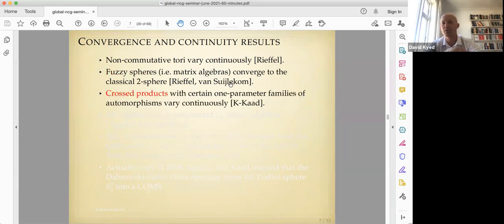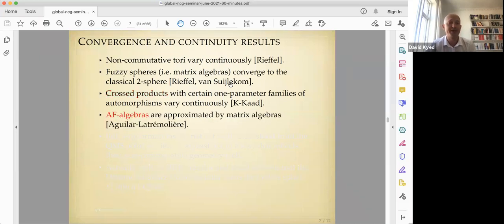You can also deal with certain cross products. If you have a quantum metric space and a suitable automorphism of it, you can ask whether you can induce on the cross product a quantum metric space structure, and you can. Under reasonable assumptions, if you vary the automorphism along a continuous path of automorphisms, the corresponding family of cross products will vary continuously.